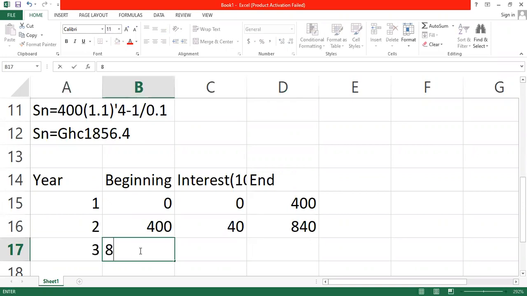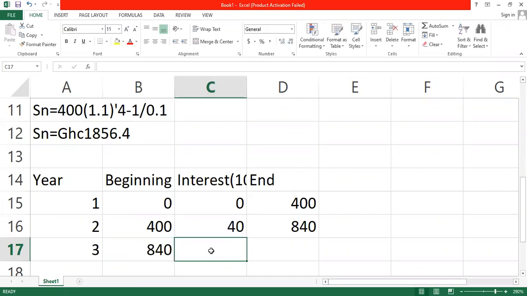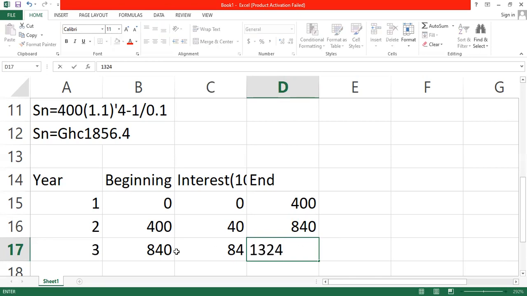840. And you earn interest of how much on it? 84. Yes, 10%. So at the end of the year, how much are you going to have? You have the 840 plus 84, then plus the 400 transfer, isn't it? Yes. I hope you are following. Plus 400. Then how much will that be? 1324.